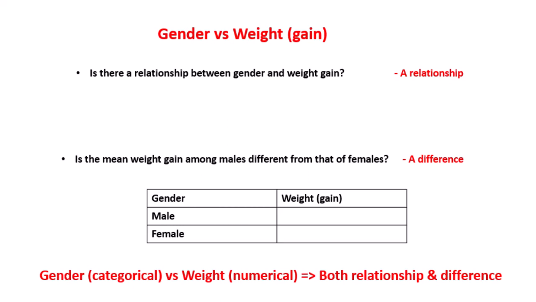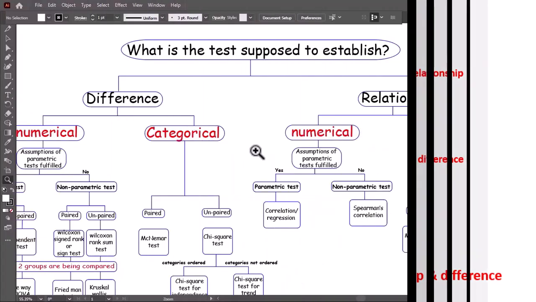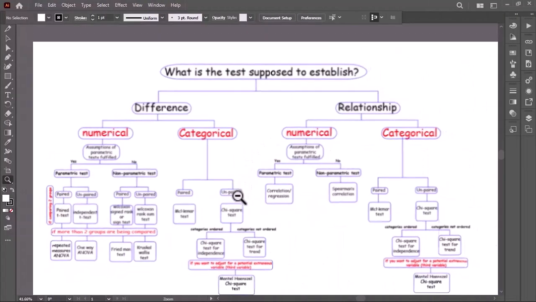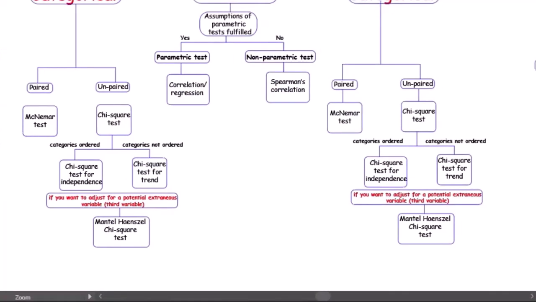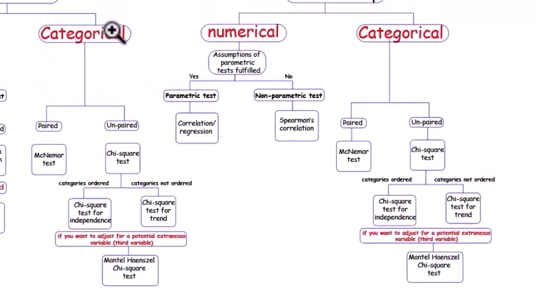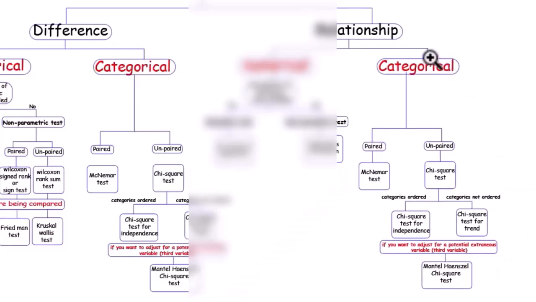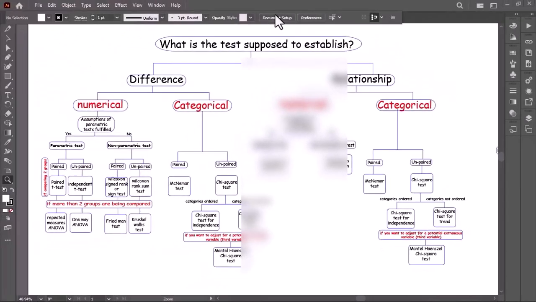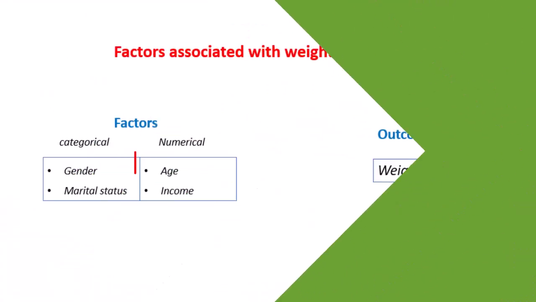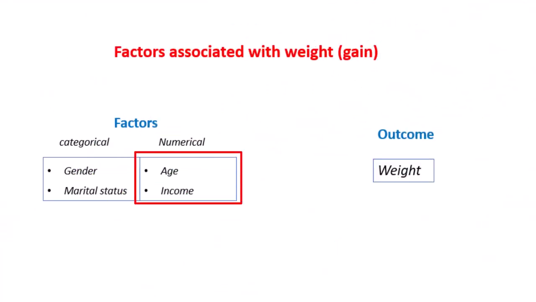It is because of this reason that in a short moment we shall be seeing that the categorical arm of the difference and the categorical arm of the relationship in our diagram are actually the same. So this makes things a little bit easier now. So now let us look at the other 2 sets of factors, age and income, versus our weight gain.